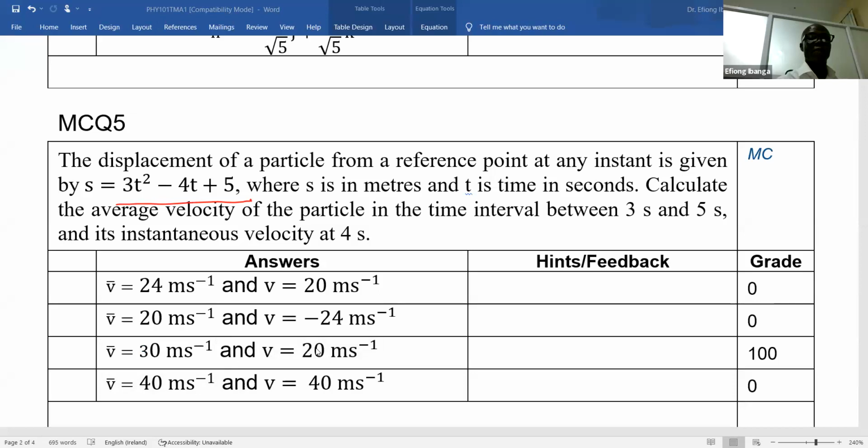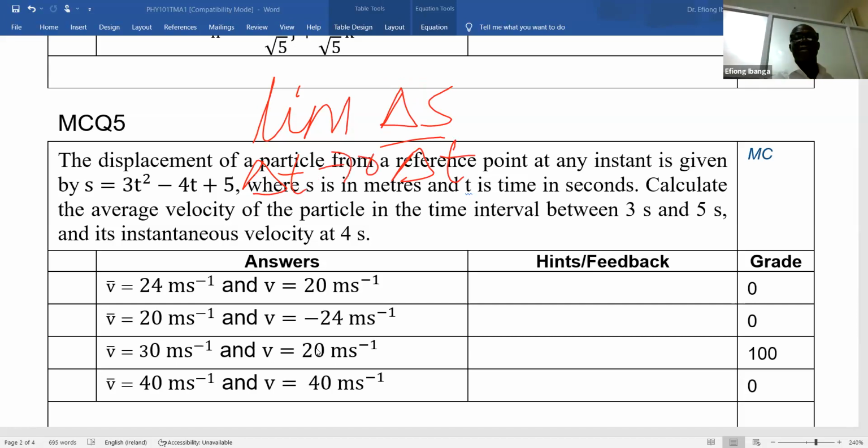Instantaneous velocity means the limit of the average velocity. Let me write it this way: change in S, in this case, all over the change in time, as the change in time tends towards 0. And this can be written as ds by dt. It becomes the first derivative. Is it clear? So that's the key thing there.